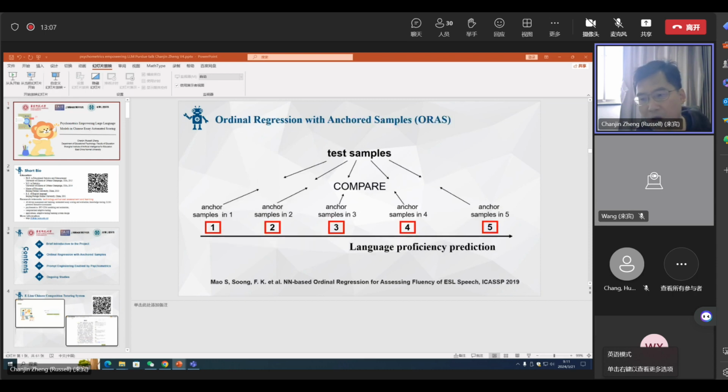But how do we do it? We define the categories of the essay. Then we have these test samples. First, we select typical anchored samples for each category. Then we do a pairwise comparison for each test sample, which gives the score of this test sample. Let me show you how it's done.